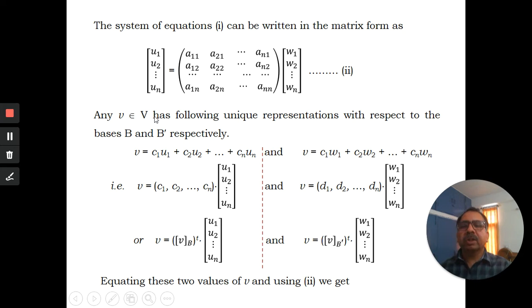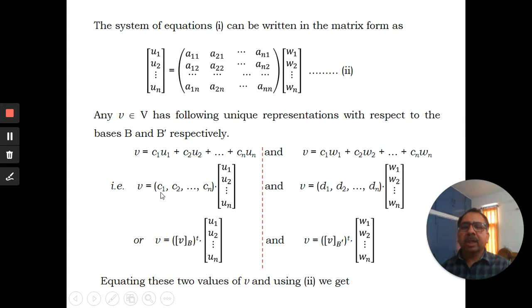Any vector V belonging to V has the following unique representation with respect to the two bases B and B dash respectively. So V is an arbitrary vector. With respect to basis B, it has this representation C1 U1 + C2 U2 + ... + Cn Un. And the same V with respect to basis B dash has this representation: V is equal to D1 W1 + D2 W2 + ... + Dn Wn.